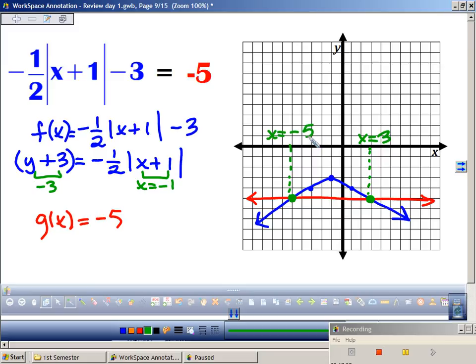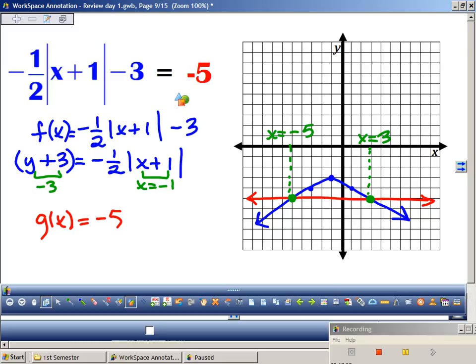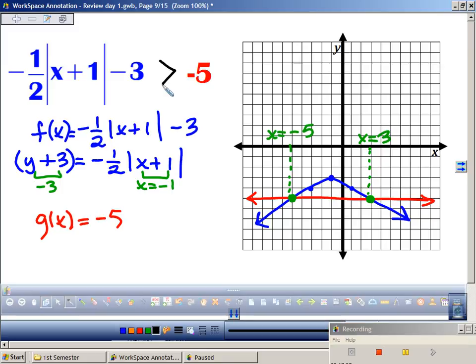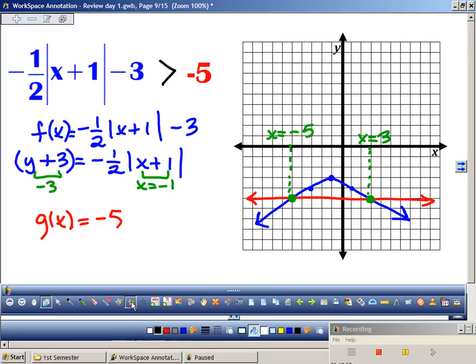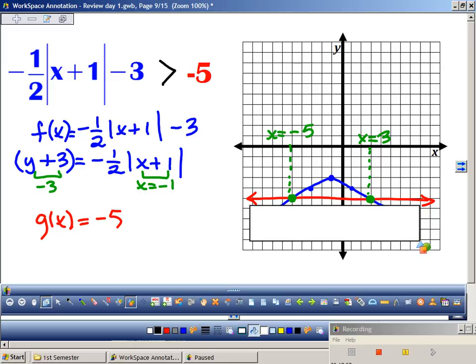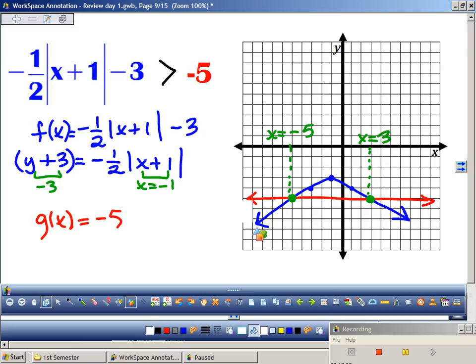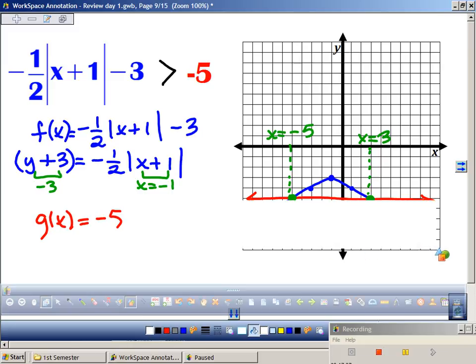Remember that? Okay, now let's change it slightly. Let's make it a greater than sign. If I do a greater than sign, I have to consider the graph when it's above the red line. What's the V doing? Lucas, put it on my desk, please. What's the V doing? What's happening with the graph, whatever's in blue, what's happening to it when it's greater than negative 5?